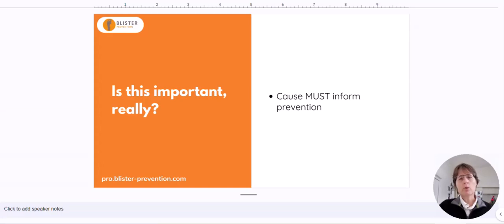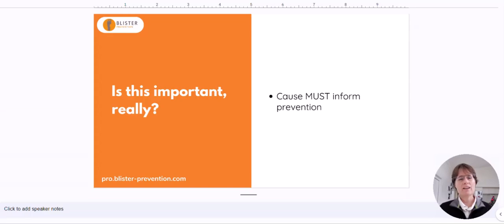So is it really important to understand the pathomechanics of friction blisters? Well, I think it's fair to say with any pathology, to understand the cause is absolutely essential. We can't expect to be able to choose the best preventions or treatments if we don't really understand the cause. So cause must inform prevention.